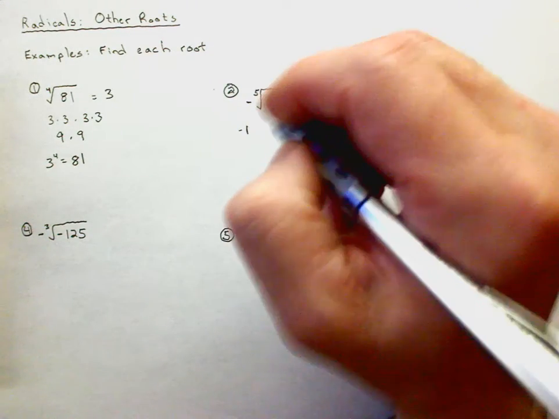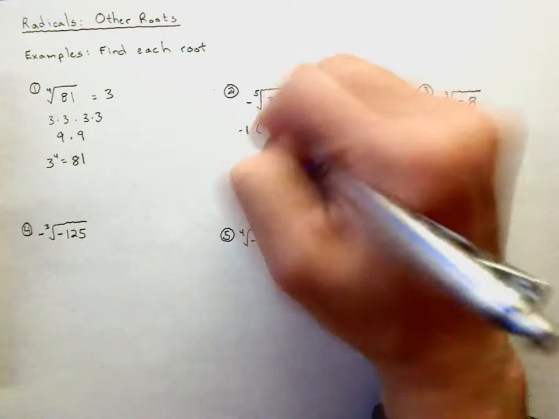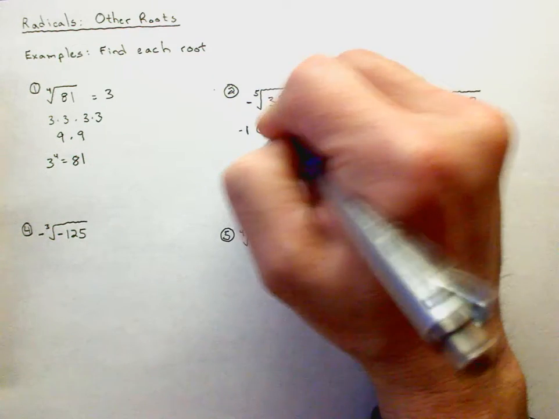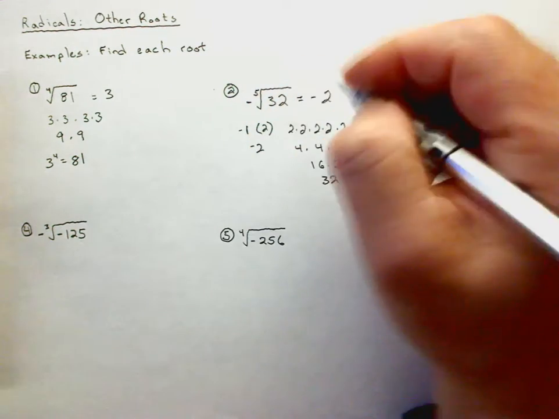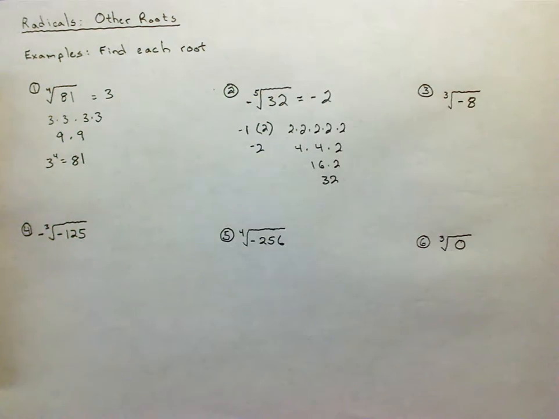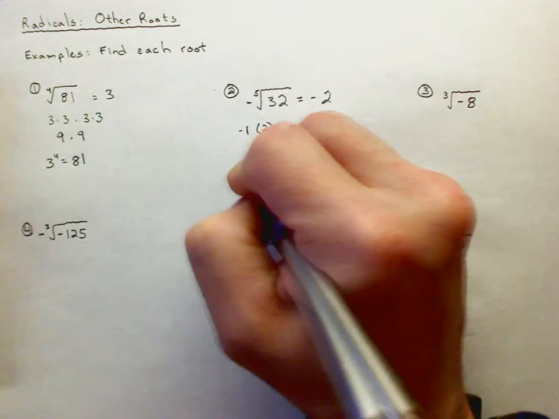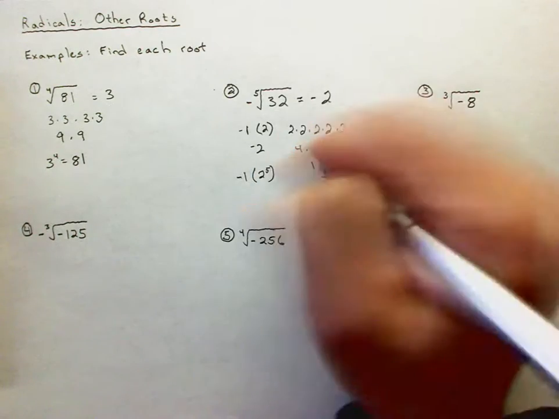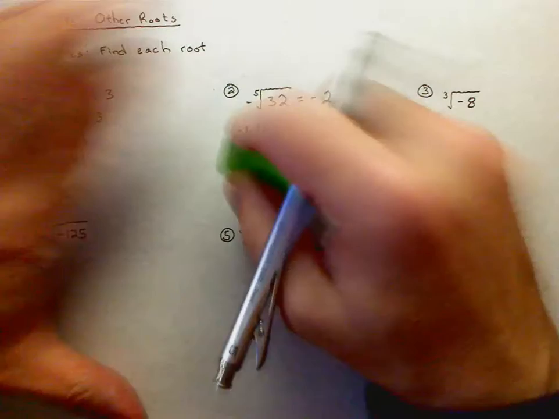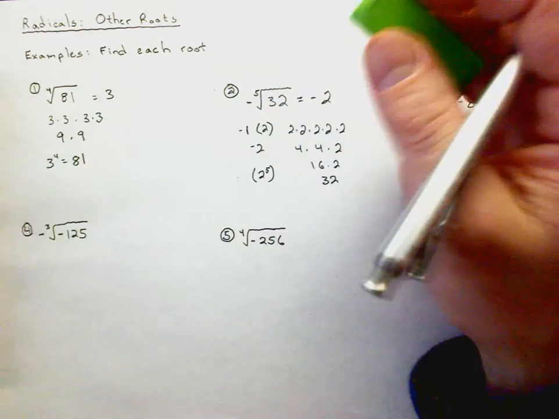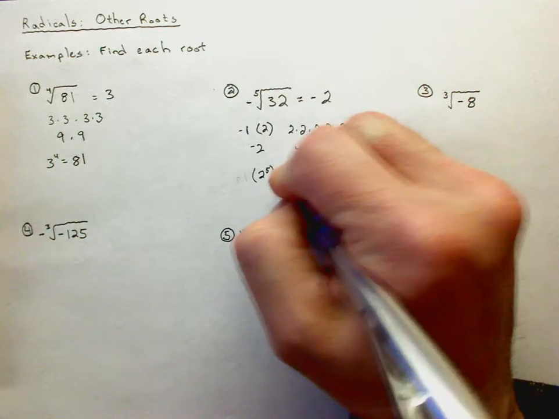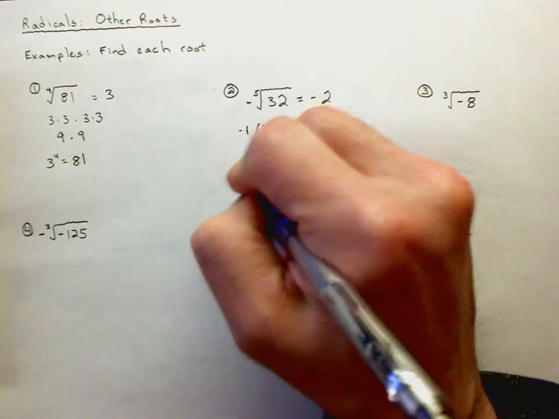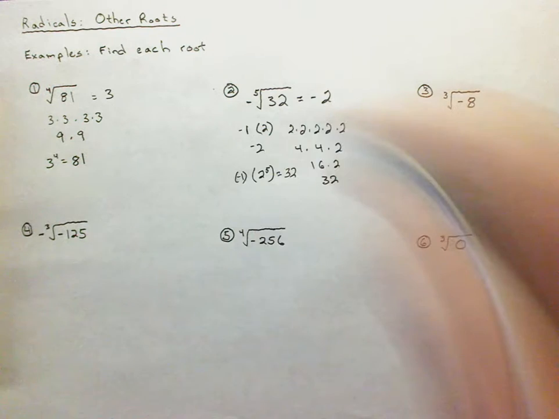I know that this equals a negative 2 because I'm going to take this negative sign, treat it like a negative 1, and multiply it by the fifth root of 32, which is 2. That gives me a negative 2. In essence, what that turns into is a negative 1 times 2 to the 5th. Well, leave off the negative 1, because 2 to the 5th equals 32, and then times a negative 1.